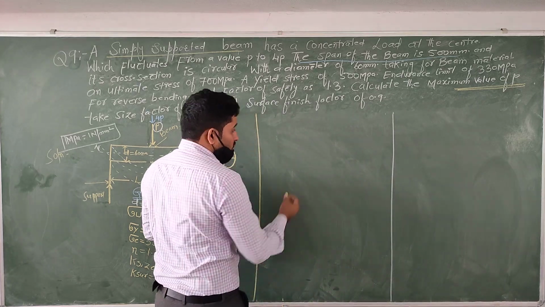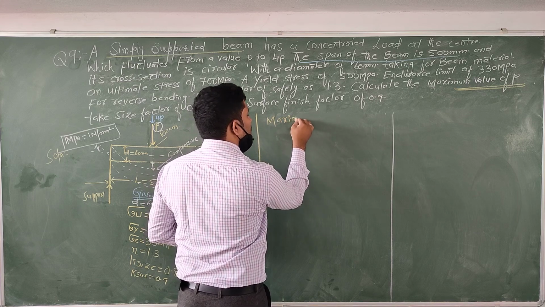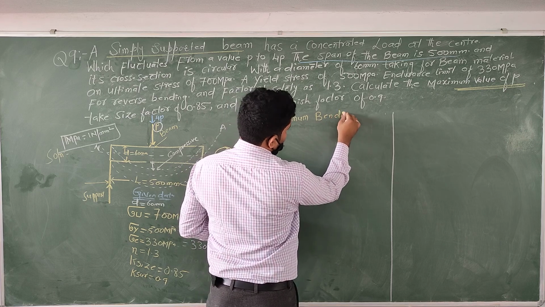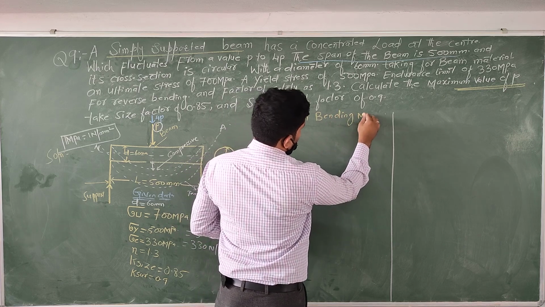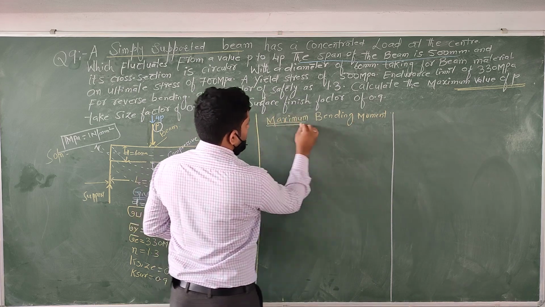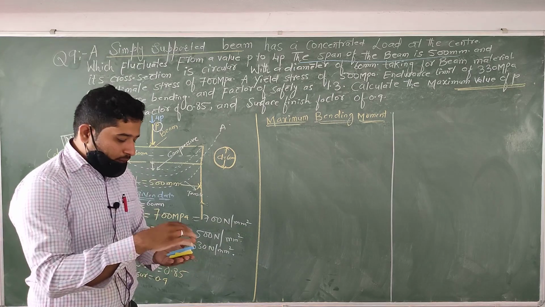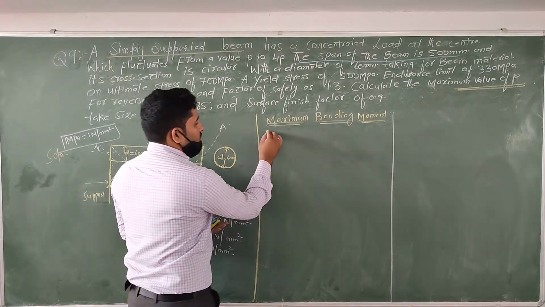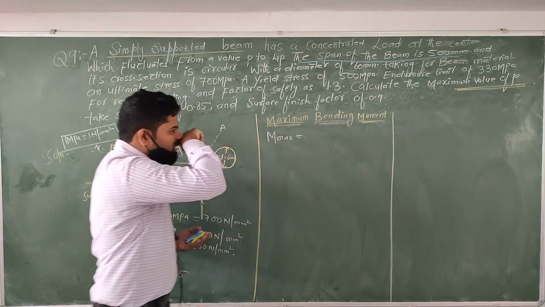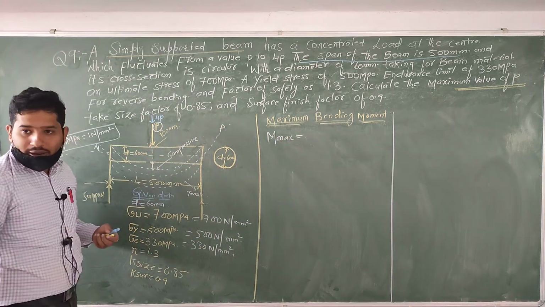The first thing we need to find out is the maximum bending moment. If you want to find out the maximum bending moment, which formula do we have to use? M max, the maximum bending moment. So where is the load acting? The load is acting at the center point.